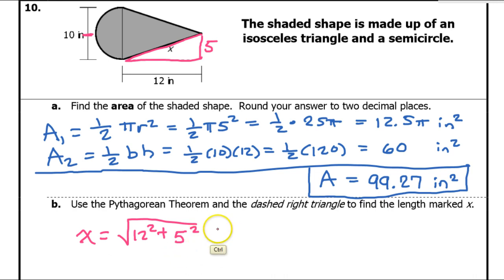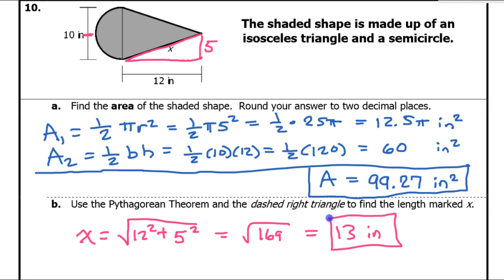Anyway, this is going to turn out to be 13. I can already tell this is going to be the square root of 169, which turns out to be exactly 13. And it must be inches for the units, since length would be inches. So 13 inches.